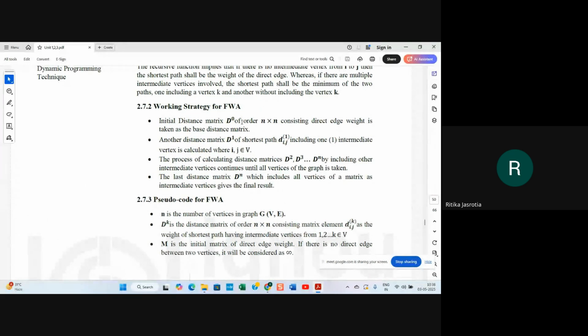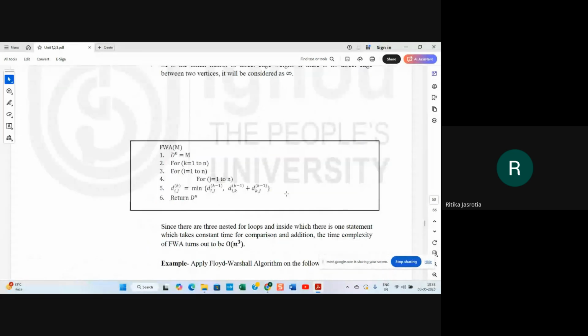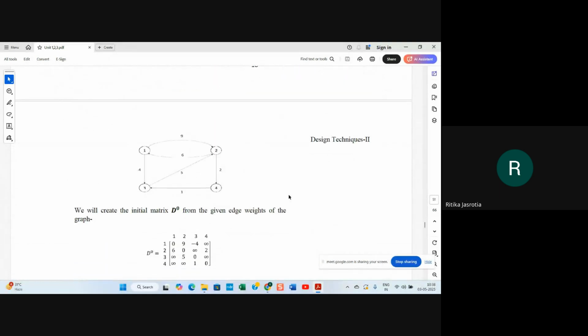The initial distance matrix D0 of order n by n, considering direct edge weights, is taken as the base matrix. Another distance matrix D1 of shortest paths including one intermediate vertex is calculated with ij. The last distance matrix Dn, which includes all the vertices as intermediate vertices, gives the final result. This is the one they have taken.